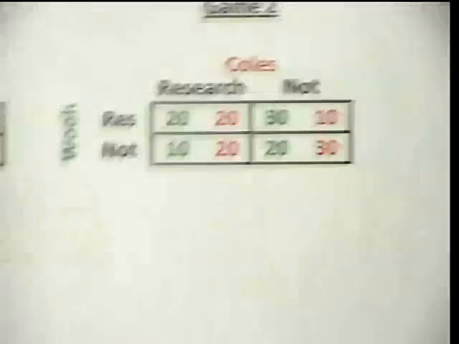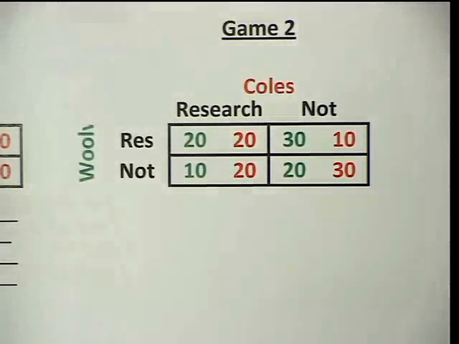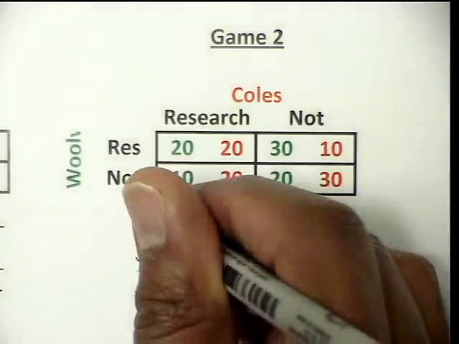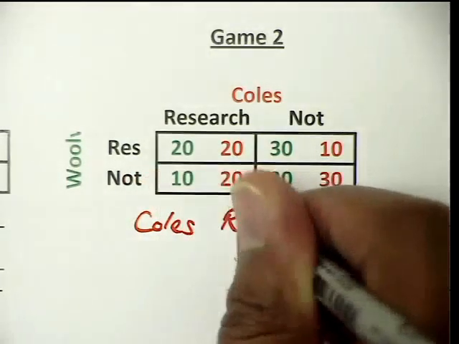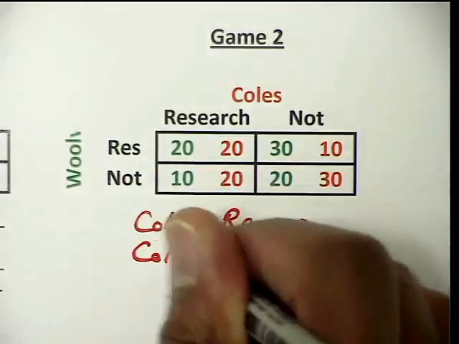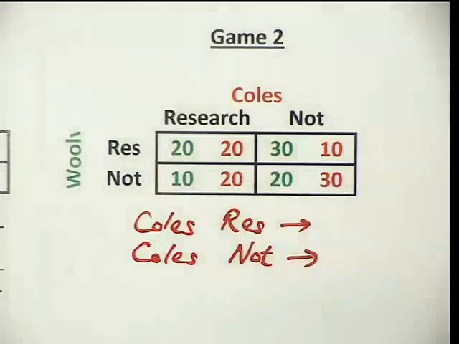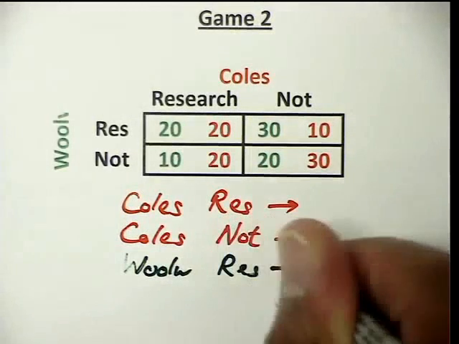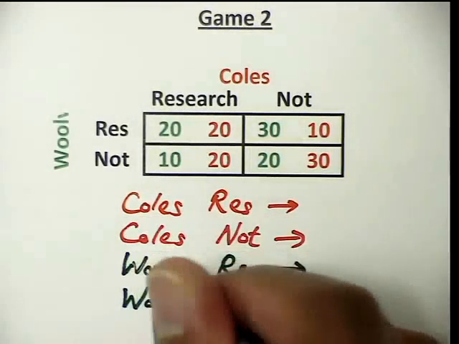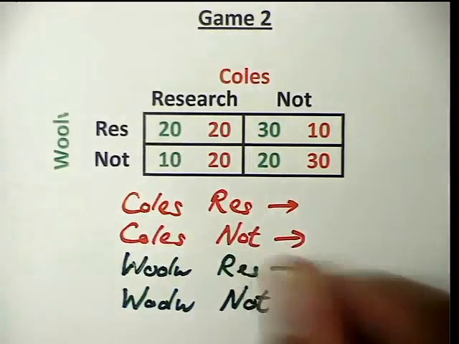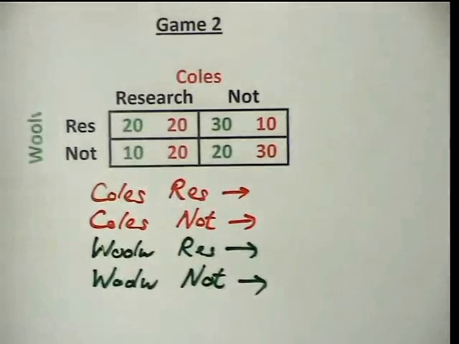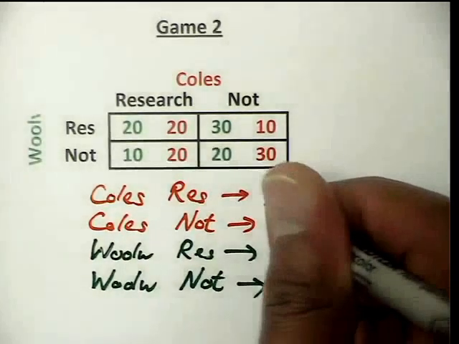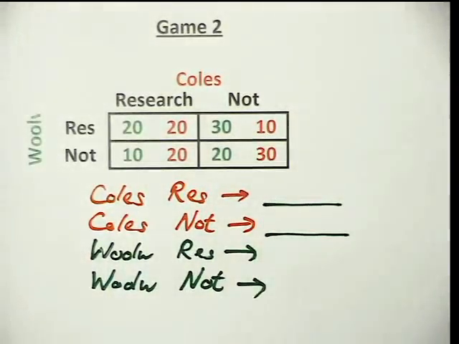So, in an exam it will look like this because you won't have the 4 lines written out, right? So, I guess good practice is as soon as you see something like that, write everything out. Coles researches, what will happen next? Coles does not research, what will happen next? Woolworths researches, what will happen next? Woolworths does not research, what will happen next? So if you get into the habit of just doing that straight away, you actually help yourselves.